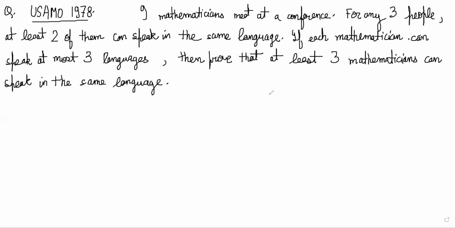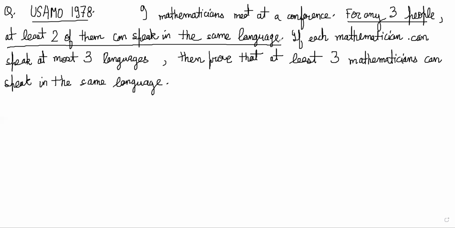So let's try to understand what the problem is saying. There are 9 mathematicians at a conference. Now, if you take any three of them, there will be at least two of them who can speak to each other in some same language. So any group of three, if you take out of those 9, two of them will be able to converse with each other because they know the same language. That is one condition. The second condition is that the maximum number of languages that one mathematician can speak is 3.